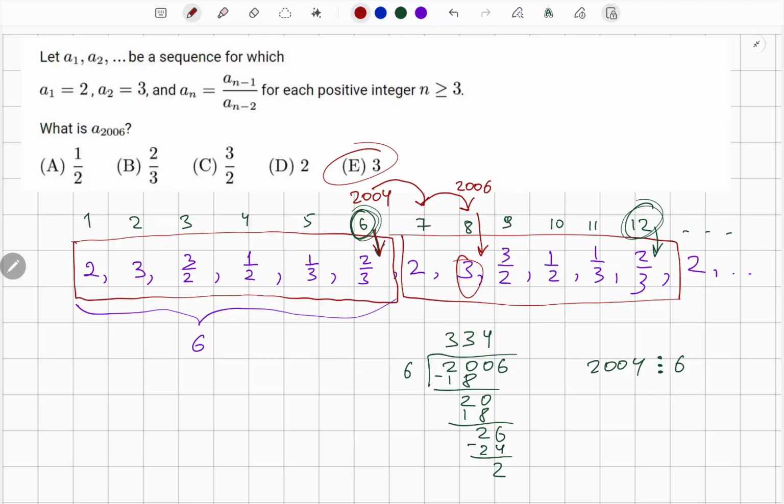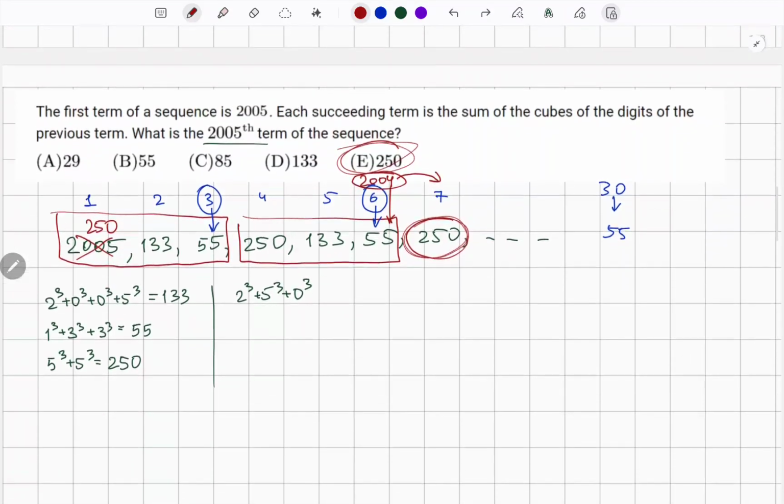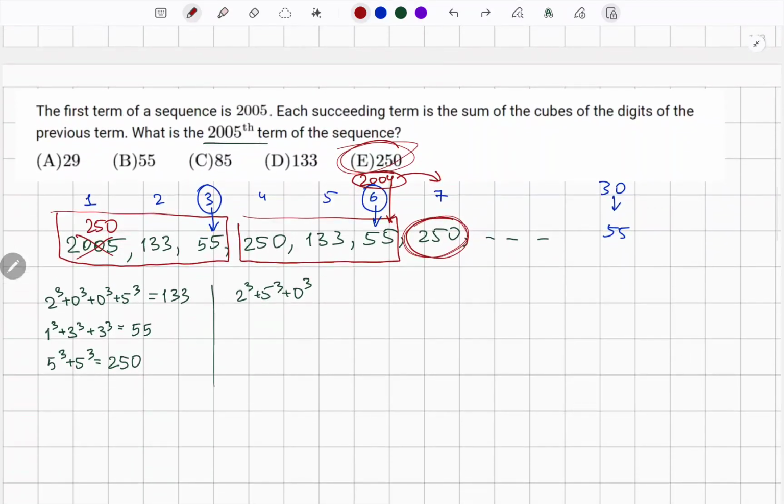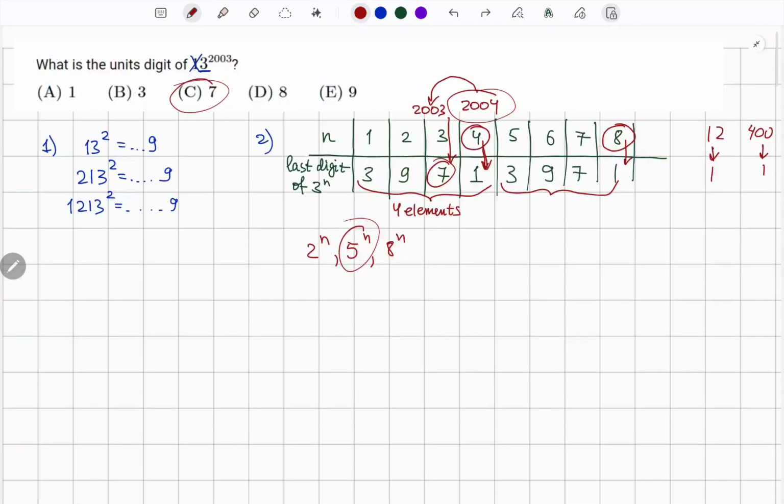I want you to pay attention to the fact that the 3 problems we just considered are slightly different. This is a sequence of numbers with a formula that expresses the next term in terms of the previous terms. In this problem, we had to construct the new terms using the word description, the sum of the cubes of the digits, and so on. This was pretty different. It was about the last digit of a big power of 3.